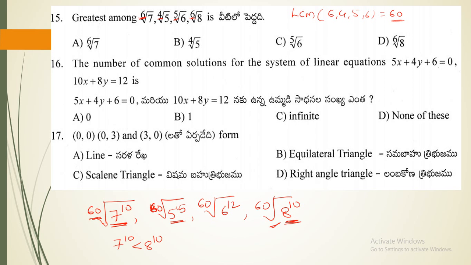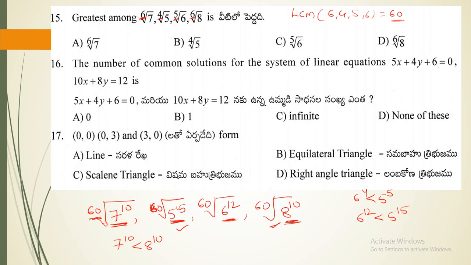Next, on comparison of these two, first of all we need to compare 5 power 15 and 6 power 12. To compare that, 6 power 4 is less than 5 power 5. If I raise both sides to the power 3, this becomes 6 power 12 is less than 5 power 15. So which one is greater? This one is greater, right?